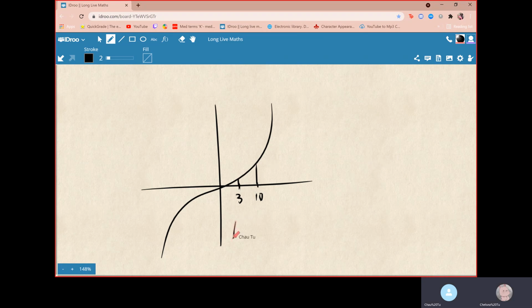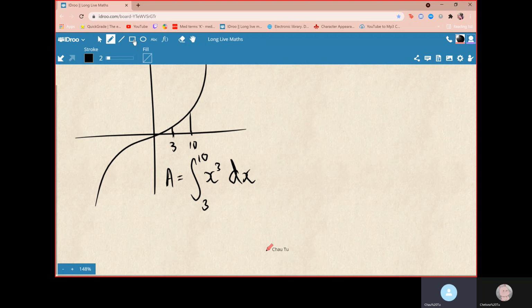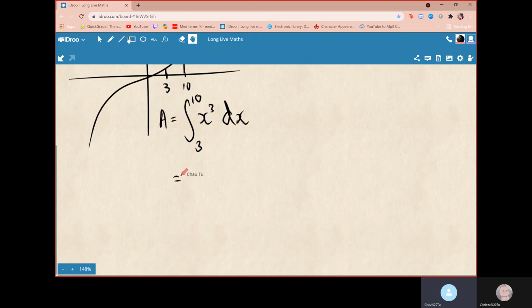So the area equals the integral of the function we're talking about, which happens to be x to the power 3 dx, from 3 to 10. You don't really understand this for the time being, I'm just asking you to accept it. If you want to work out the area, you have to integrate this thing. So you've got to look for something such that when you differentiate it, it gives you x to the power 3. Can you hazard a guess?